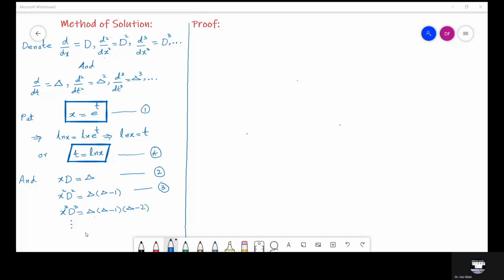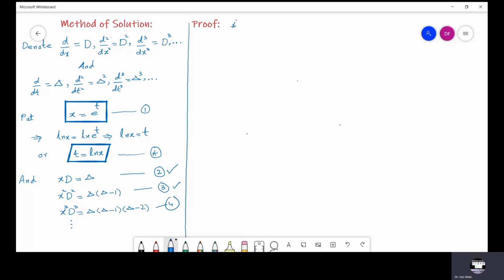If we remember all these notations, we can easily transform the Cauchy-Euler equation to an ordinary differential equation with constant coefficients. And then we can easily solve that equation by using the methods of the previous lectures. Let us prove results number 2, 3, 4, and so on.